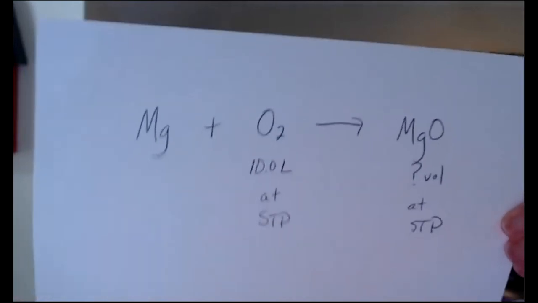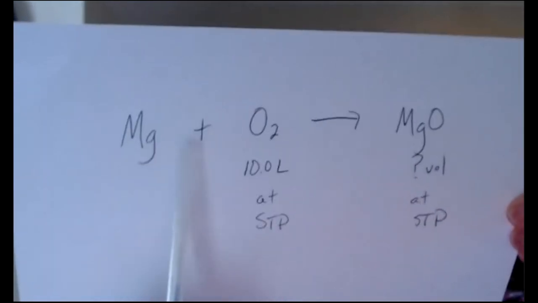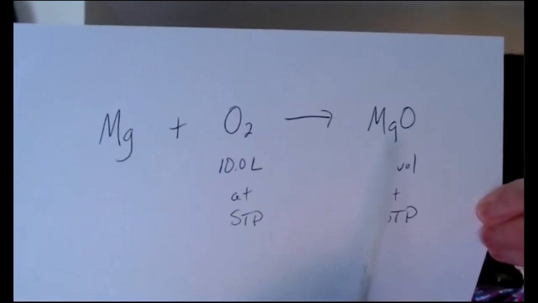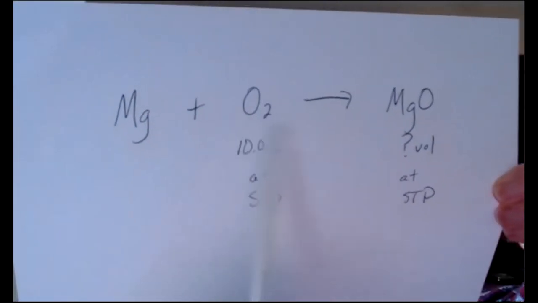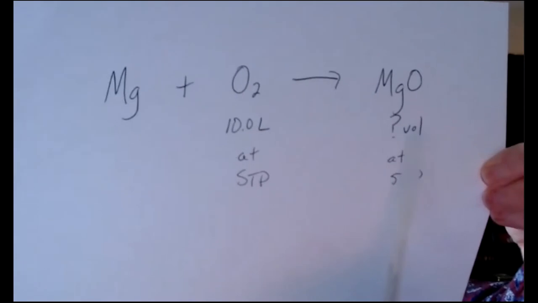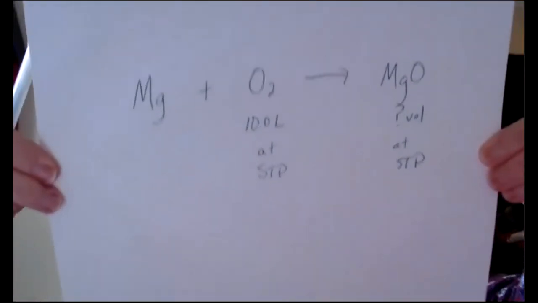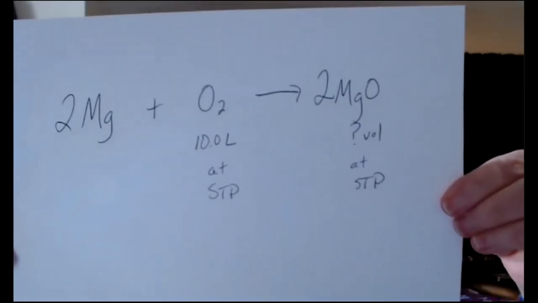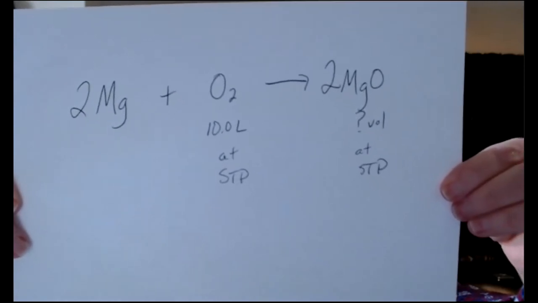Okay. What would you have to do first? See, what I'm saying is I have some magnesium, I'm reacting it with oxygen, and I'm making magnesium oxide. If I know I have 10 liters of this oxygen at STP, I want to know the volume over here. What would you have to do first? Can somebody tell me what the answer is? 20. No. 5.